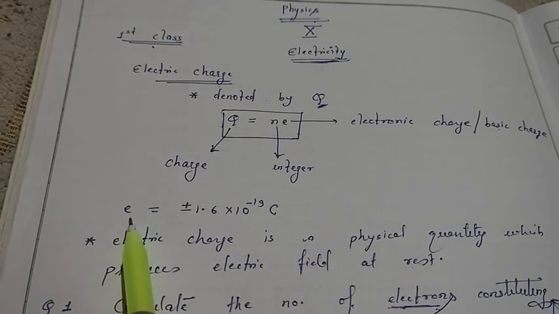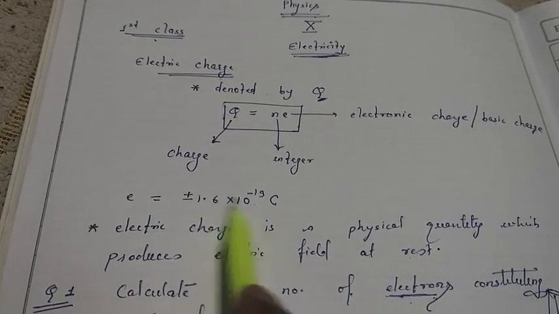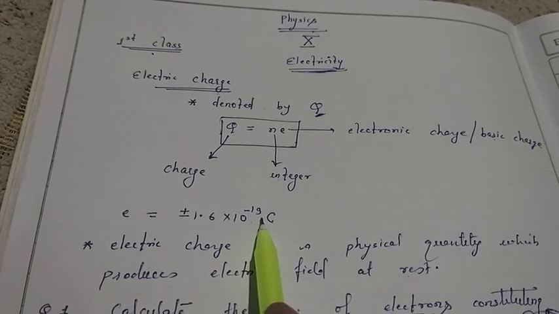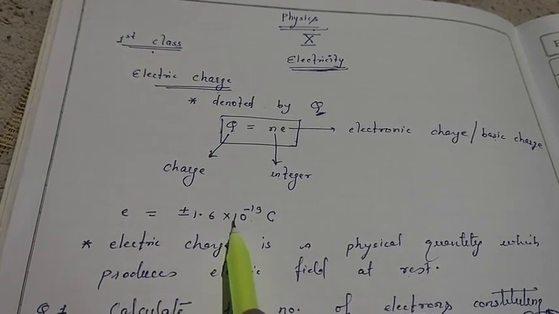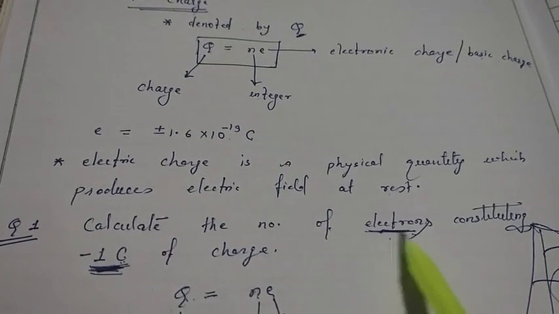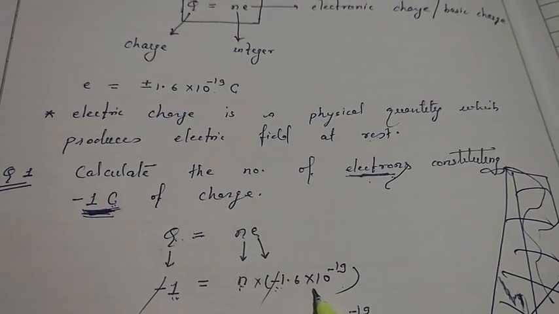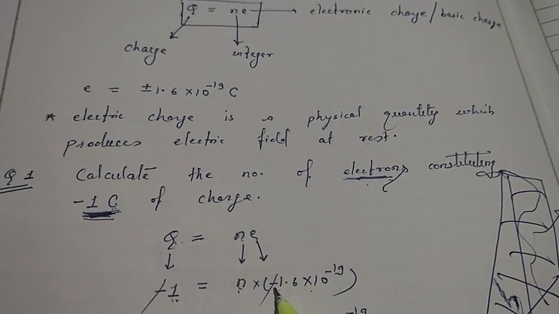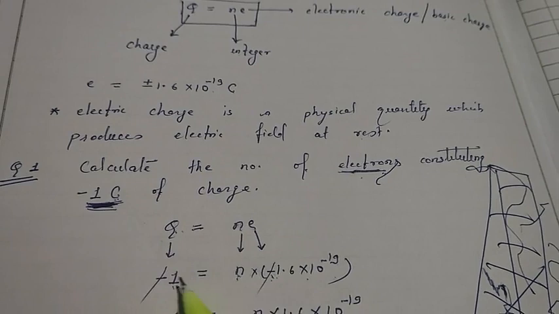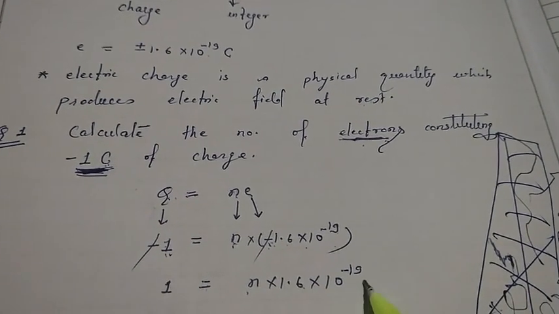The basic charge has two values, one plus and one minus. +1.6 x 10^-19 coulomb is for one proton, and -1.6 x 10^-19 coulomb is for one electron. Here we have to find the number of electrons, so the value of E should be written as -1.6 x 10^-19, not as plus. Now the minus and minus signs cancel out, leaving 1 = N x 1.6 x 10^-19 coulomb.